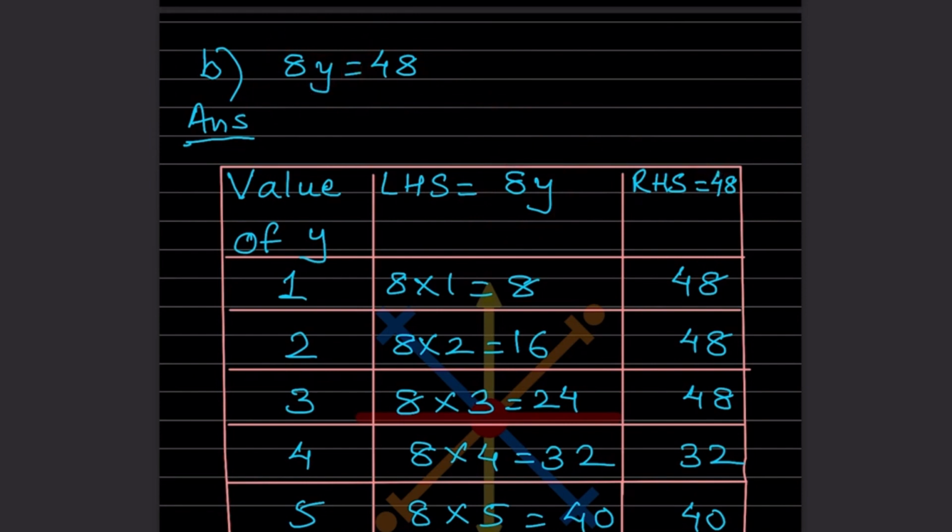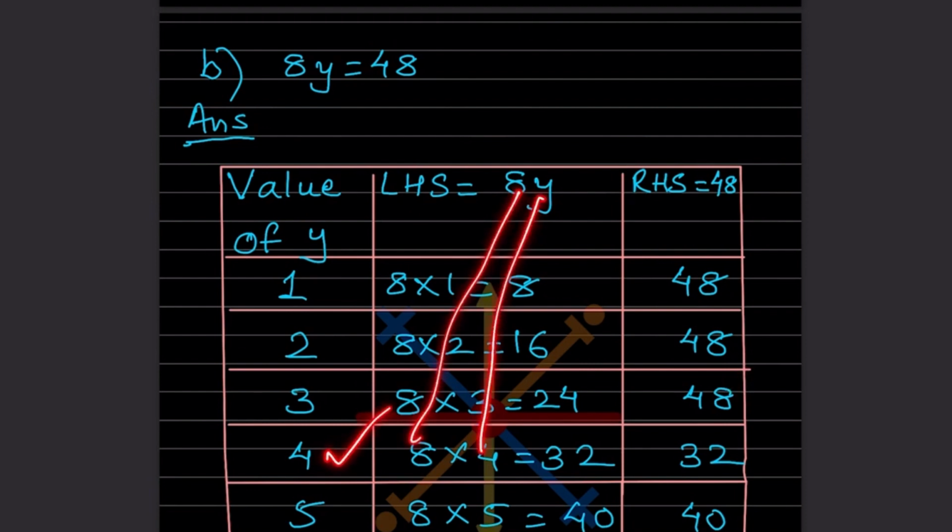Here we'll put y as 1. 8 is as it is, in place of y we put 1. What did we get? 8 ones are 8, and here the RHS is 48. So not possible. Now we take 2. 8 twos are 16 and this is 48. Not possible, this doesn't satisfy the equation. Again, let us take 3. 8 threes are 24, this is 48. No. So again we will go for 4.